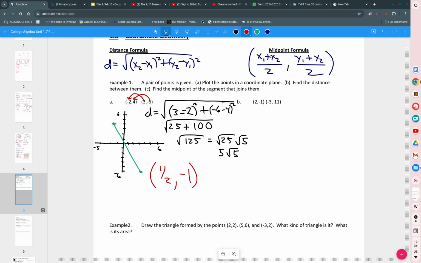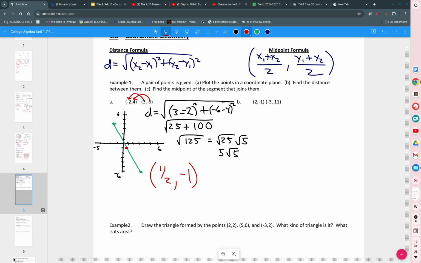And now I'm going to check the reasonableness of my solution. If I plot the coordinate 1/2, -1, does that look like it is approximately the midpoint? Yeah. So if you have a little bit of time on your test and you want to check to see if you got it right, go ahead and plot it and see if it works out. It literally looks right, even figuratively. Go ahead, letter B. Do it on your own.